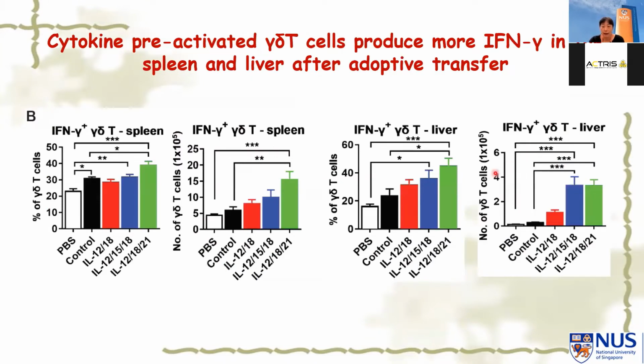Not only do we have more cells, right? We have more cells and they proliferate better, and they also produce more cytokines. So interferon gamma definitely, they maintain their production, higher production in vivo, both in the spleen and in the liver.